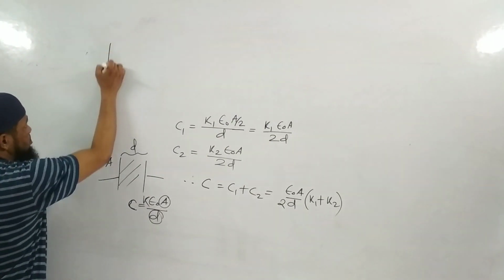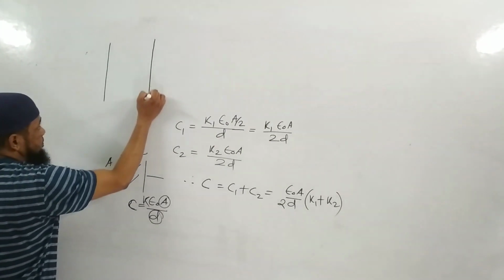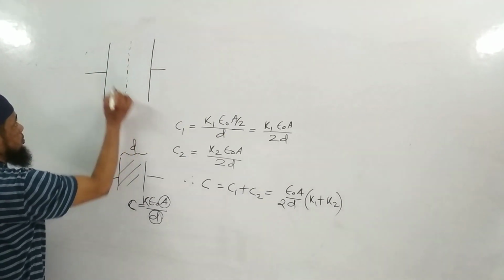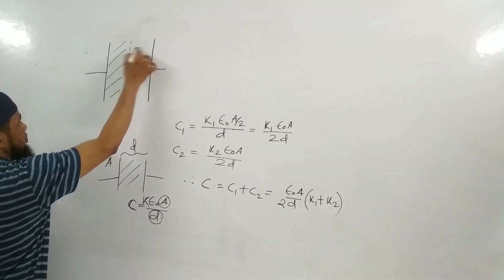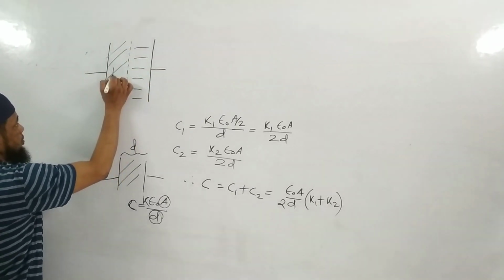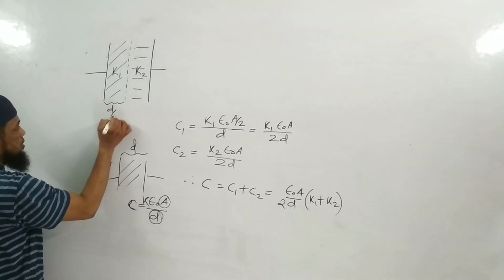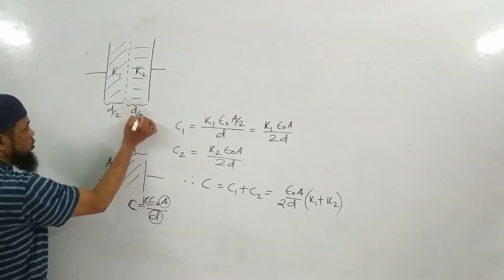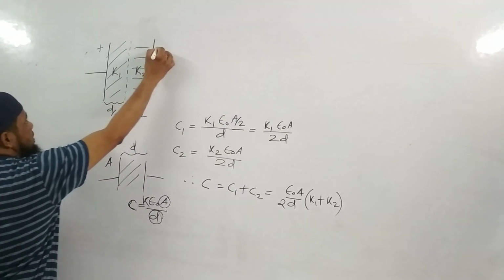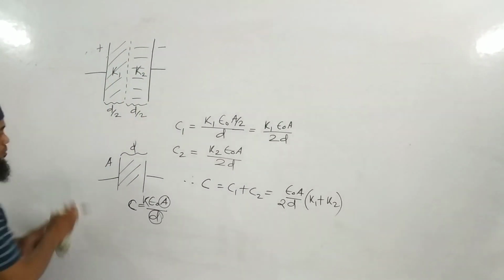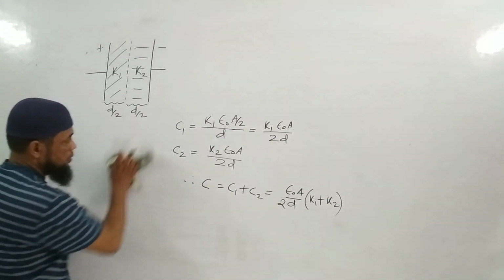If the dielectrics are placed like this, then K1, K2. Let me divide the space into two equal parts. Plus minus plate area as usual. In this situation, what will we say?